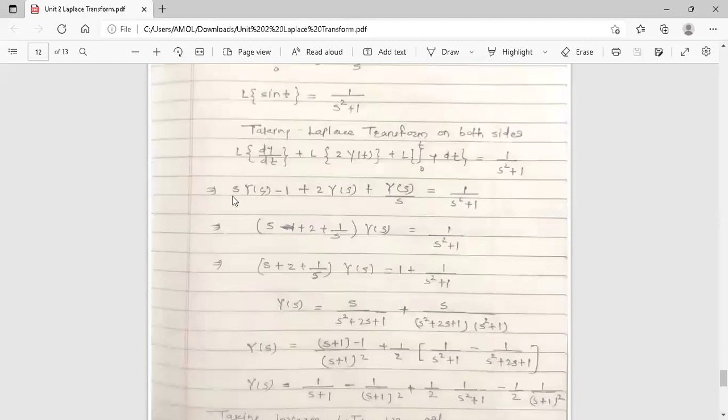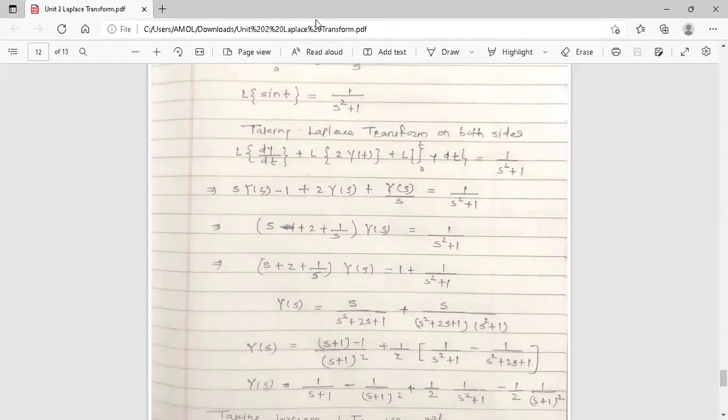So now simplify the terms. Now in the denominator there is the term s in the last term, Y(s)/s. To remove this s from the denominator, you multiply every term by s. Or you collect the terms of Y(s) first: (s plus 2 plus 1/s) times Y(s), because Y(s) is common in these three terms. Minus 1 is here separate.